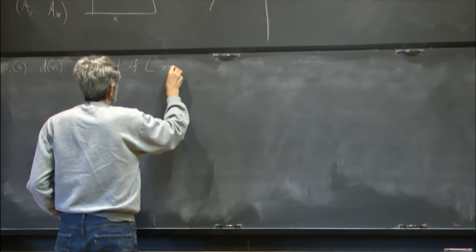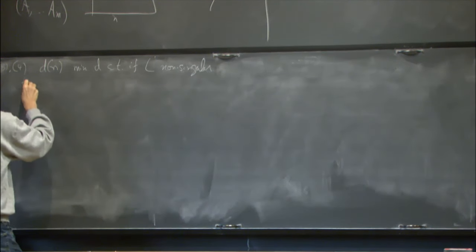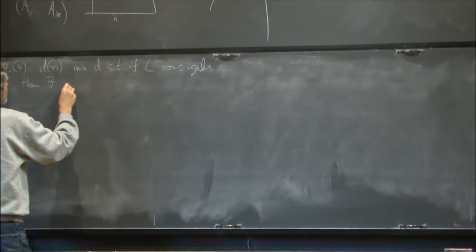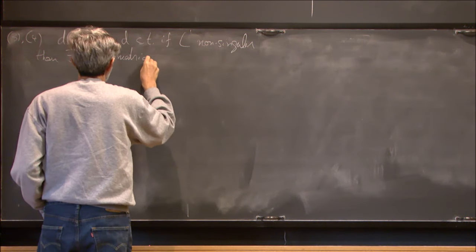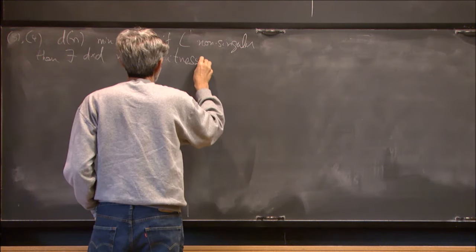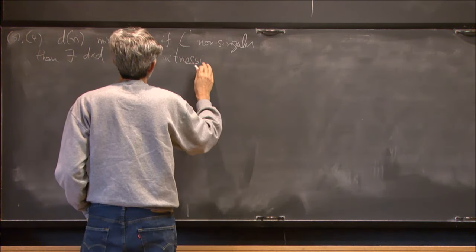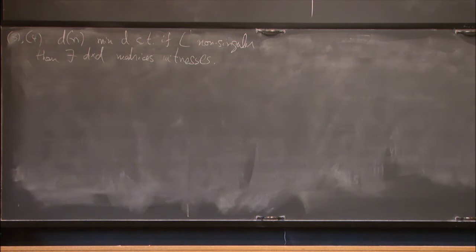L is non-singular and L is n by n, then there exist d by d matrices witnessing it. Witnesses for it. Okay. So it's a natural parameter to study, and I will soon add some more conditions here, but at this point, I'll add just one more.